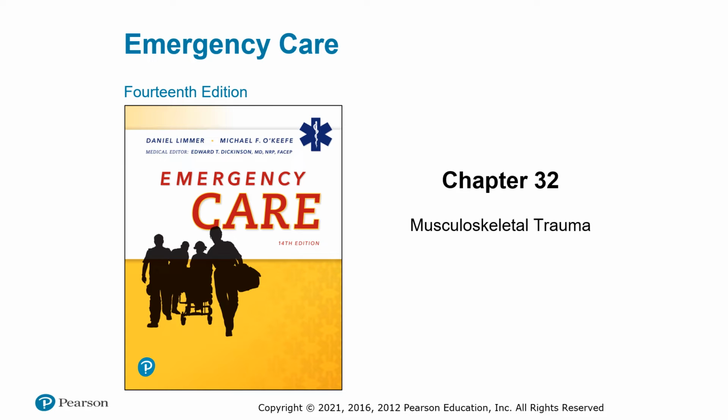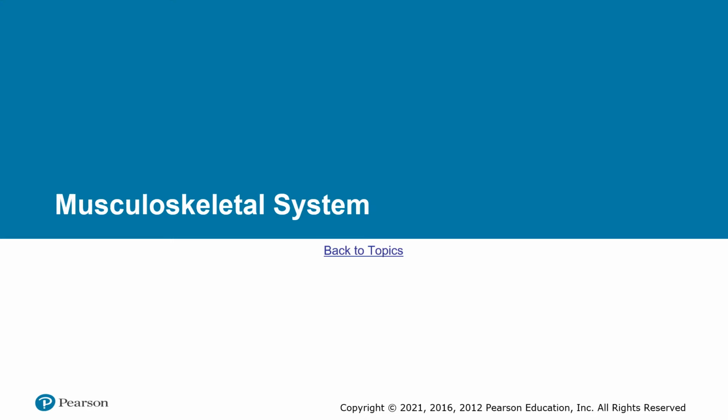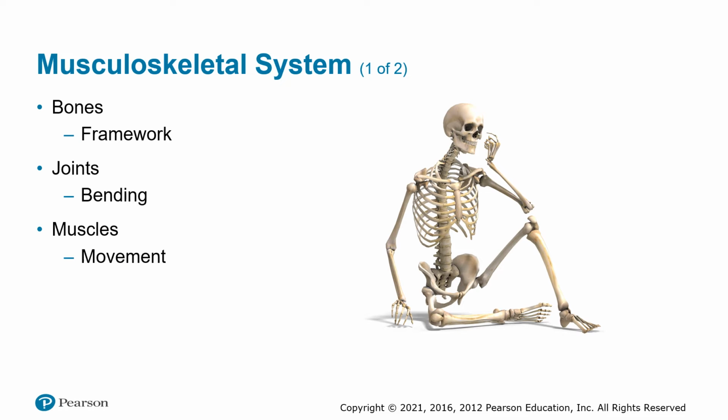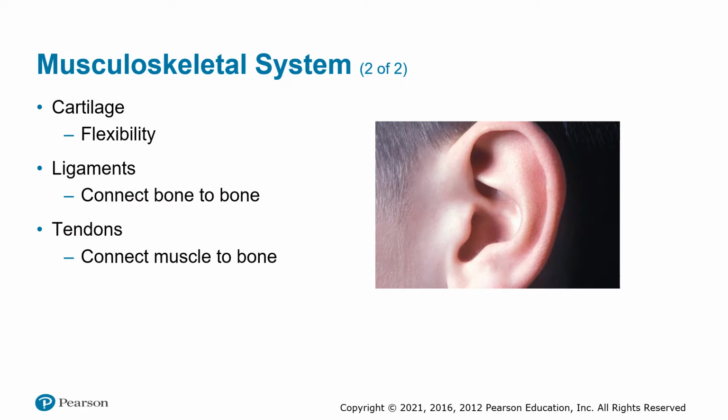Welcome to Chapter 32, Musculoskeletal and Trauma for the EMT. So, quick overview. The musculoskeletal system includes bones that provide the framework for the body, joints for bending, and muscles for movement. We have cartilage for flexibility, ligaments and tendons. Ligaments connect bone to bone, and tendons connect muscle to bone.